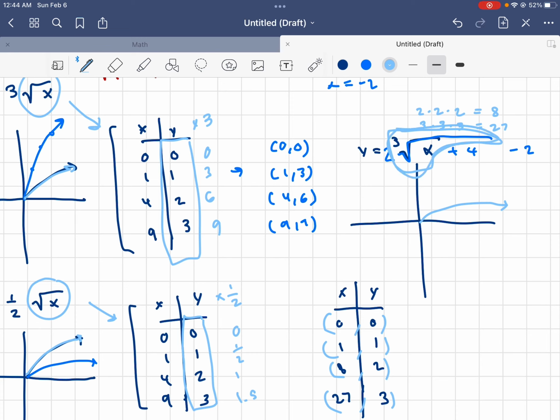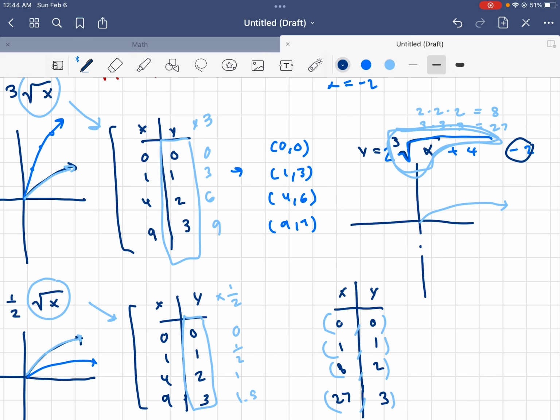So after you find these points, I find it easiest to draw the parent function, and then if it's minus 2, we can move it down, and if it has a transformation, you can move it left 4, and you can do all that stuff.